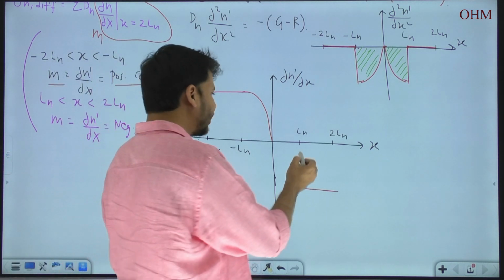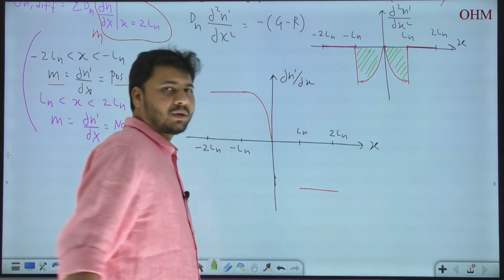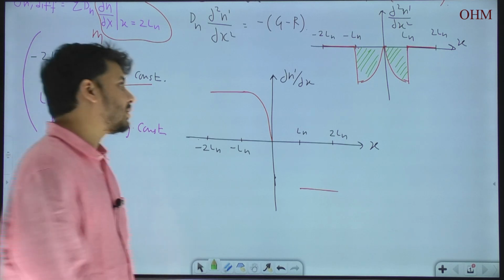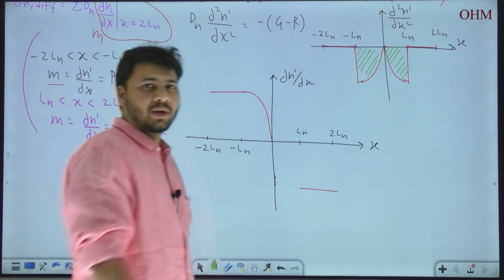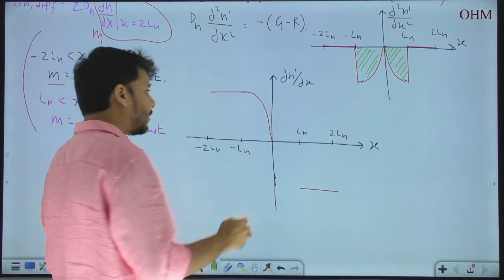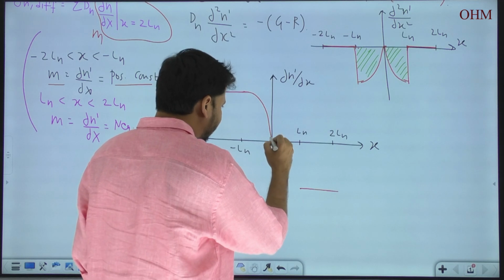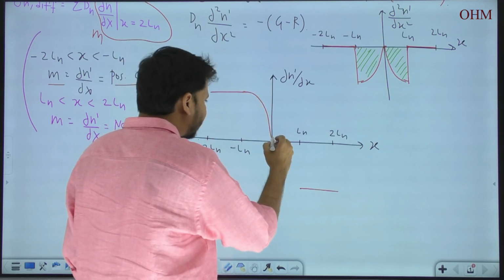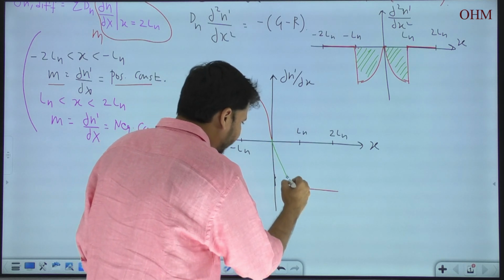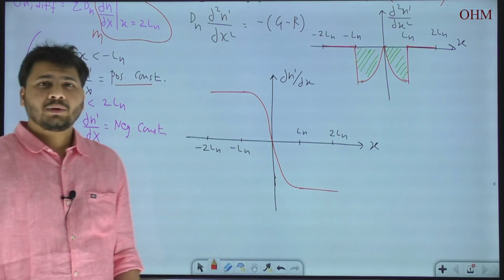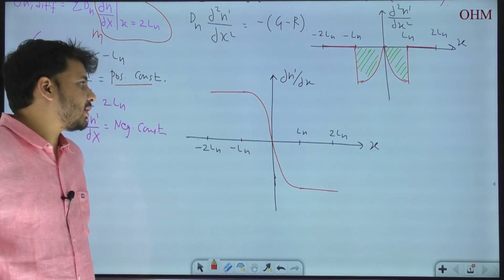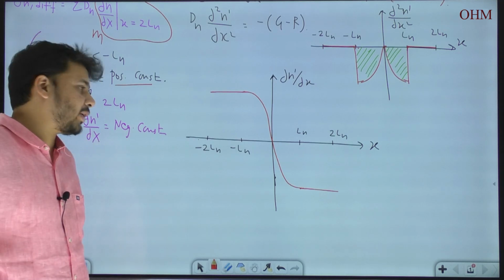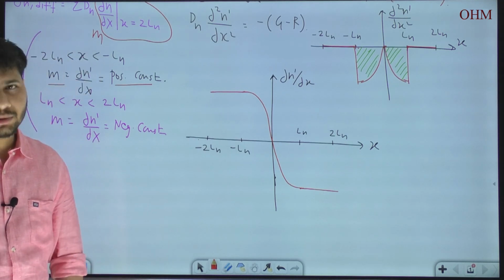So here also, beyond ln you can see the value of dou n prime by dou x, which is the integral of this thing, has already become a constant, again because of symmetry and so on. So this will decrease. So here it is positive, and here it becomes negative. So this is how the slope of the excess minority carrier concentration profile varies with distance.